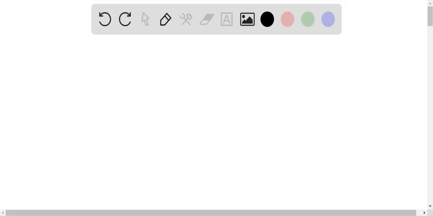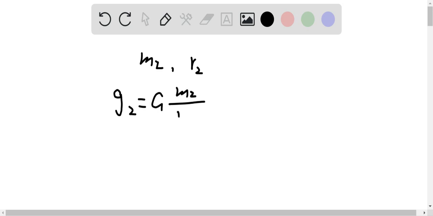Okay, so the question was asking us, what is the acceleration of gravity on the surface of Europa? Well, if we say the mass of Europa is m2 and the radius of Europa is r2, we get the acceleration of gravity on Europa, g2, equal to G times m2 over r2 squared. Here capital G is the gravitational constant.